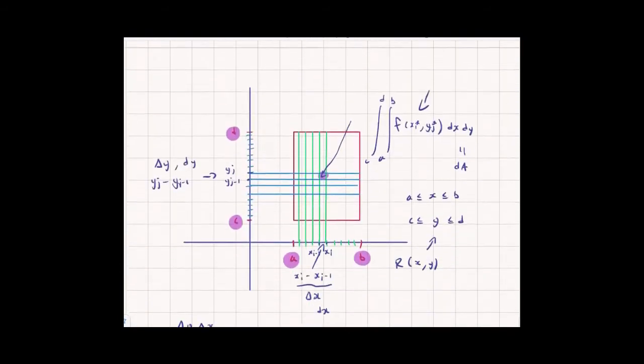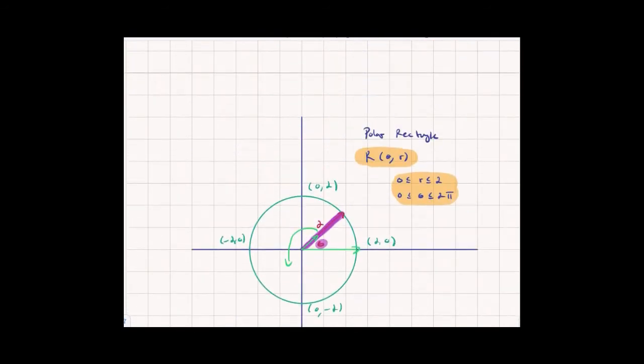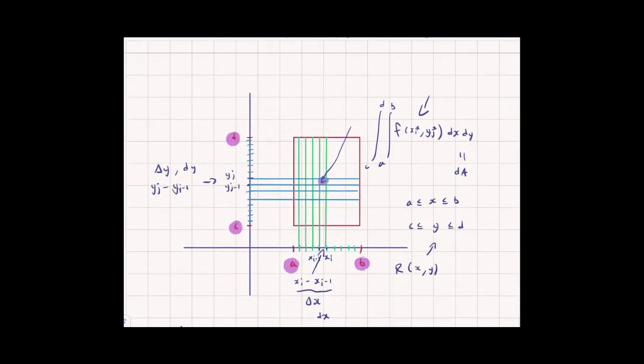The same way that I partitioned this rectangle here by chopping up the a to b interval on the x-axis, and then chopping up the c to d interval on the y-axis, I need to chop up these intervals, the r going from 0 to 2, and the theta going from 0 to 2 pi. I need to partition those and find these infinitesimal polar rectangles. So just like I had the dA down here, which was dx times dy, I need to find this infinitesimal unit of area in polar coordinates, so that I can multiply it by the function, evaluate it at the sample points, and integrate over the bounds.